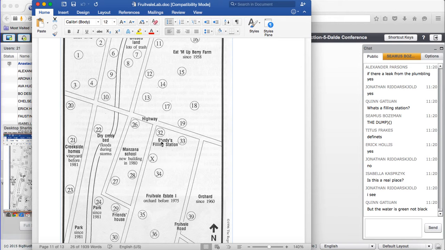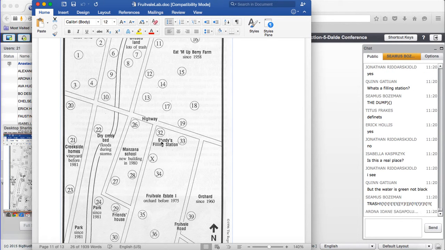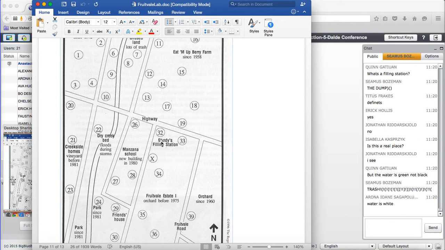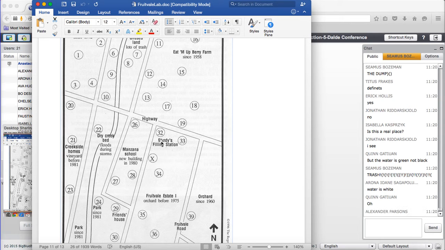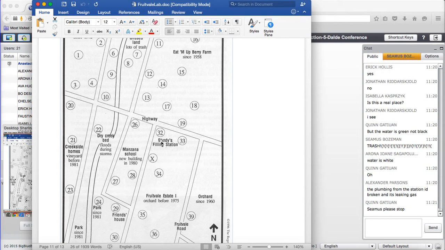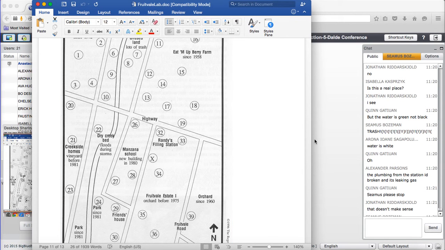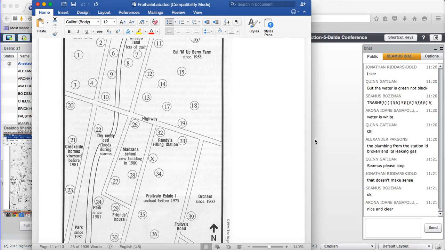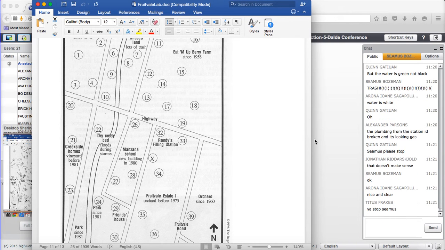Is the water green or black? Well, see, the thing is, all of the water is clear. All of this water that we're looking at is clear. And Seamus is absolutely convinced that it's from the trash. Okay, Seamus, duly noted. That will be your hypothesis, my friend. My question is, do you think it could have come from the filling station? And the filling station, by the way, is the gas station. That's what I mean.